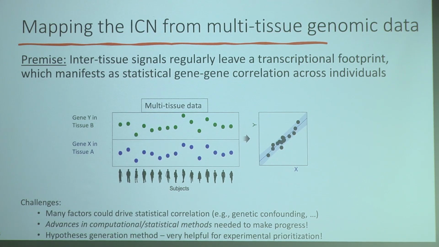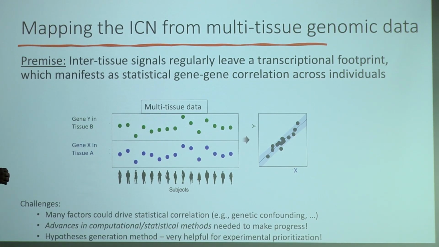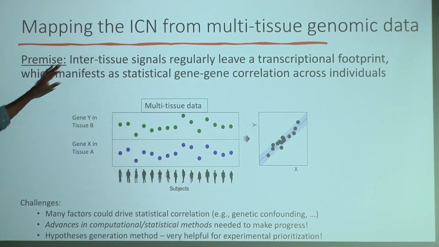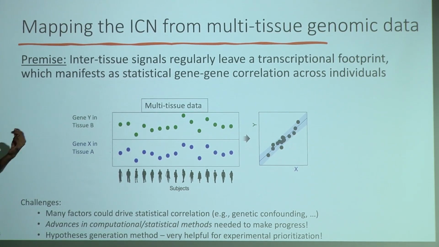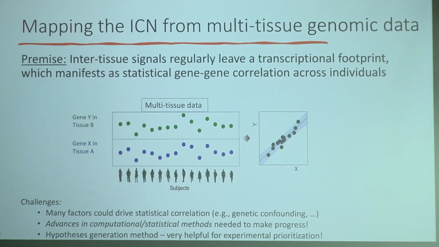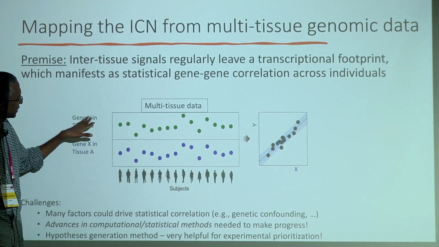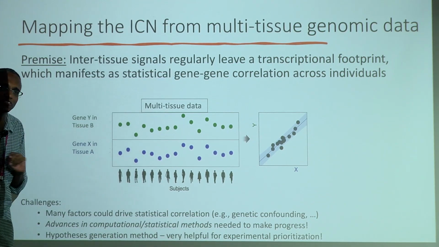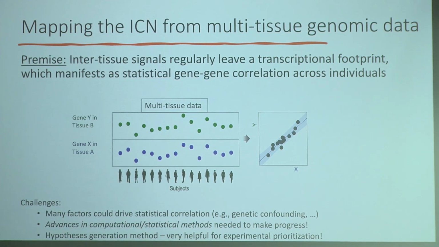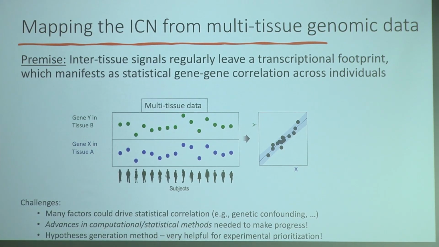The main idea there is you first want to construct a co-expression network. Some of you may already know it, but just to make sure that everyone is on the same page, the premise is that if you have intertissue signals between two different genes in different tissues, they may regularly leave a transcriptional footprint. What do I mean by that? These are the different individuals where you are measuring gene Y in tissue B and gene X in tissue A, right? So you have multi-tissue genomic data. In each individual you have harvested different tissues and you are measuring it.